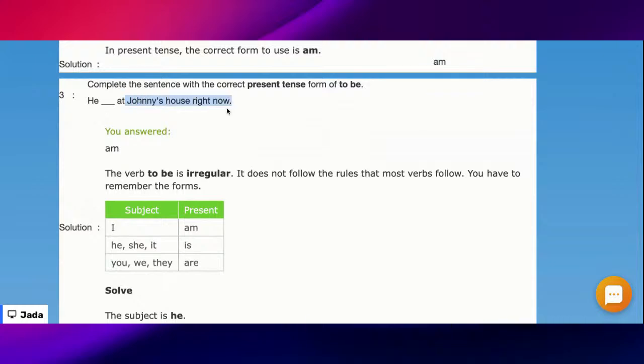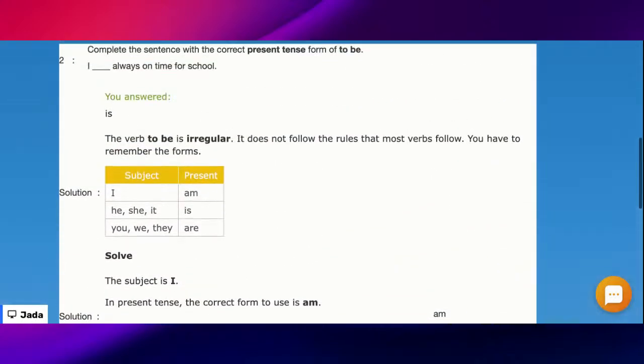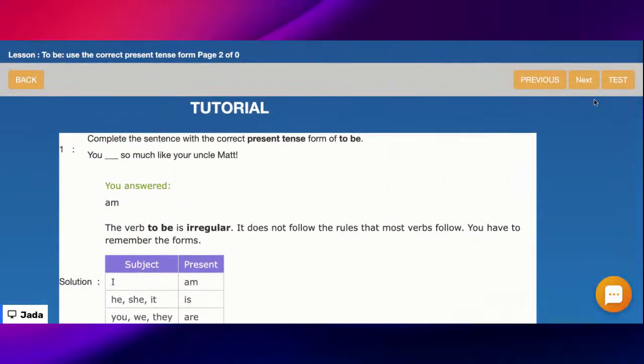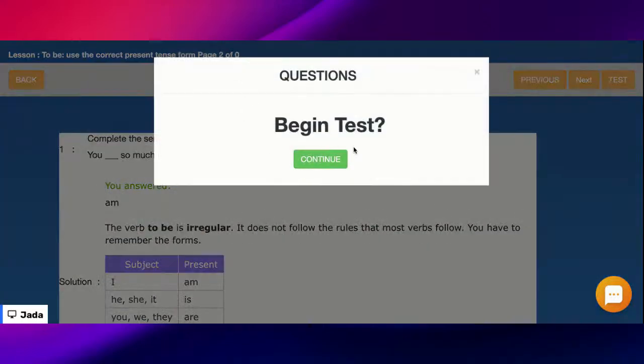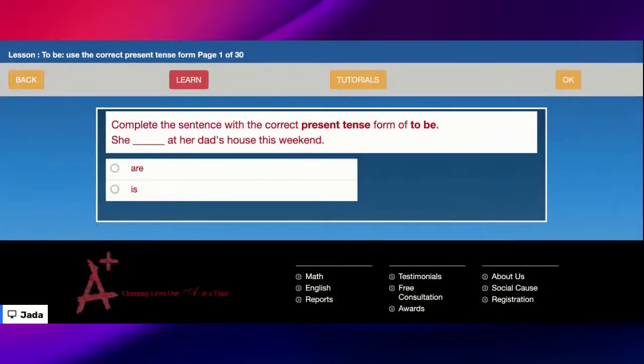He dash at Johnny's house right now. So he is, because is goes with he, she, it, the singular. He is at Johnny's house right now. All right, let's move on to the test, guys. Send in your answers. Let's interact. Okay, good job.